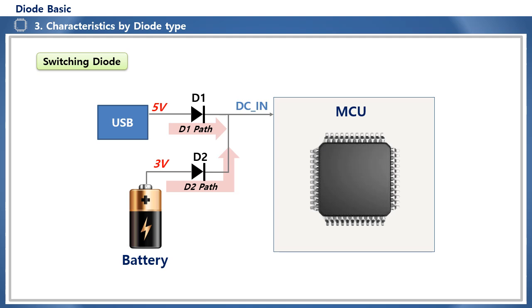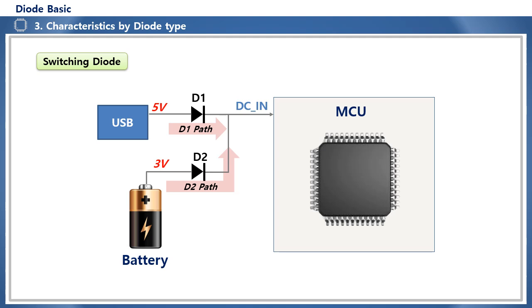For example, if 5 volts are supplied to the MCU and the USB power is turned off, the battery voltage must be continuously supplied. In other words, when 5 volts of USB power is applied, power is supplied through the path of diode D1, and at this time, D2 is turned off. And when 5 volts of USB power is not supplied, the battery voltage of 3 volts is supplied through the path of diode D2.